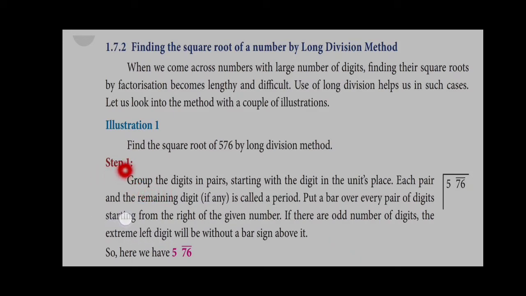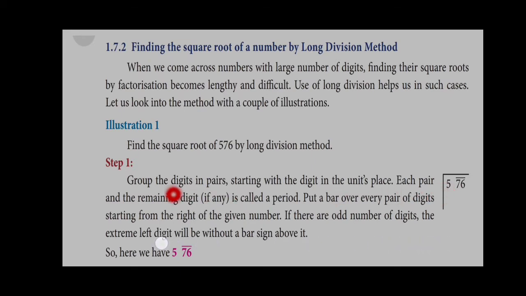So here the illustration is given: find the square root of 576 by long division method. So step 1, these are the important steps. So listen carefully and understand. Group the digits in pairs starting with the digit in the units place. First we have to separate the digits into pairs. We see here 576, form pairs from the right hand side. So first 76 is there, here 5 is there. The 5 doesn't have a pair, so we can leave this 5.